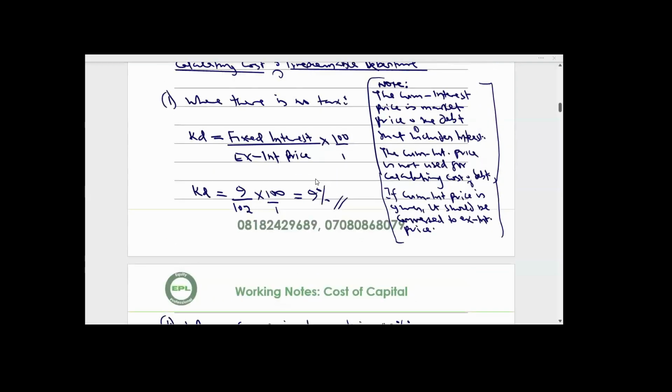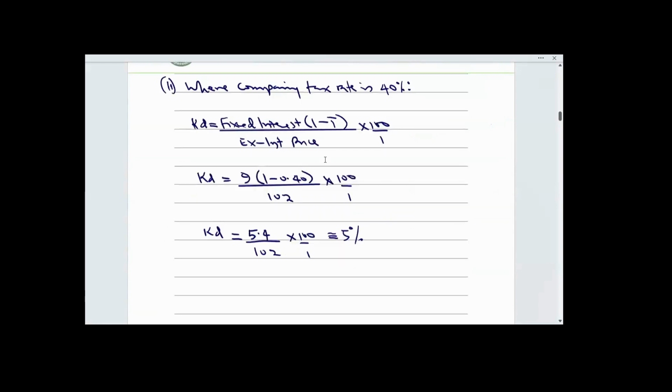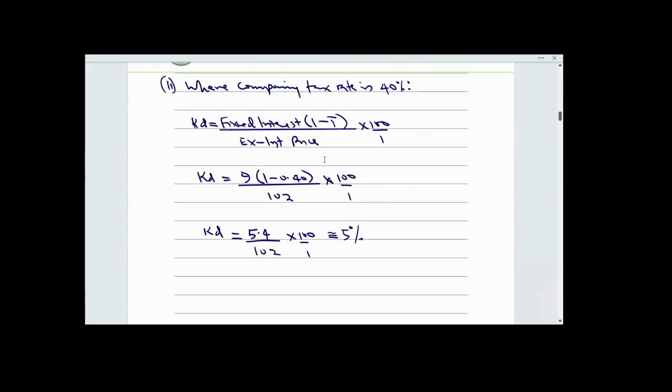So I told you earlier that debt is a cheaper source of financing. You will notice that when there was no tax, the company is expected to pay 9% to the debenture holders. But where there is tax, the cost that the company will pay to the debt holders is 5%. So the cost has reduced as a result of tax benefit. So that's why we are saying that debt is a cheaper source of financing because of tax benefits.